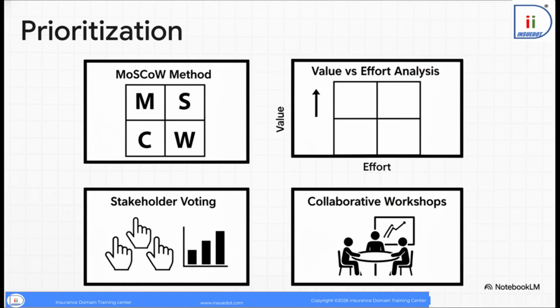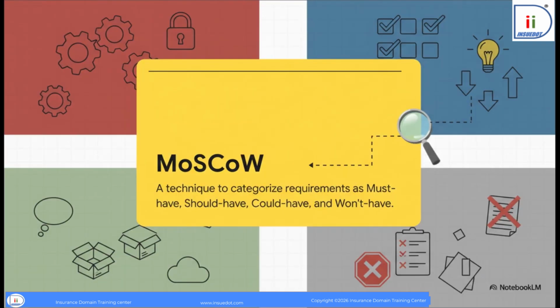Other ways include things like stakeholder voting or getting everyone in a room for collaborative workshops to build consensus on what's most important. And just to elaborate a bit on MoSCoW, because it's such a lifesaver, it's brilliant for bringing clarity. It basically forces stakeholders to categorize every single requirement into one of 4 buckets: must-haves, which are totally non-negotiable; should-haves, which are important but not critical for the first launch; could-haves, which are nice-to-haves; and won't-haves, which are explicitly out of scope for now. It is a fantastic tool for managing everyone's expectations.